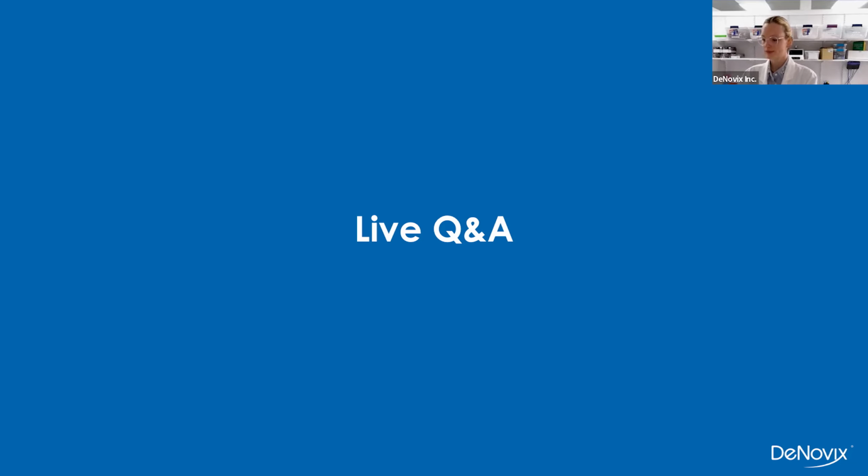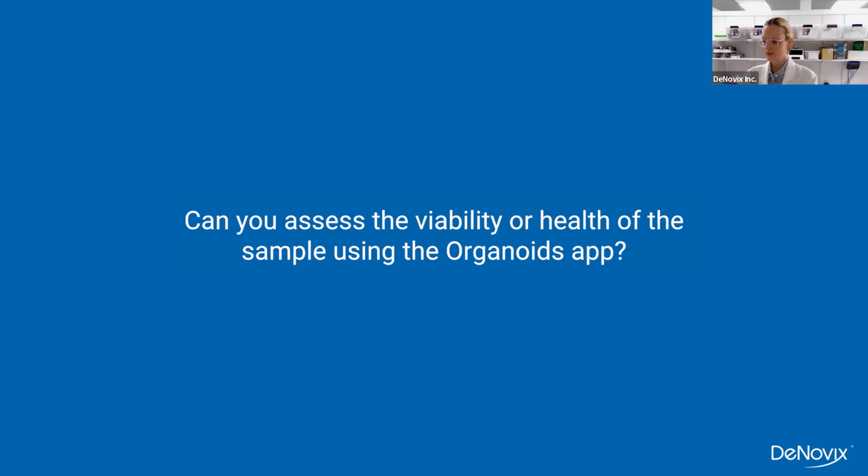Perfect. There's also a question about whether you can assess the health or viability of the sample using this app. Yes, so that percent associated objects serves as a little QC step. So you can get an idea of how many of these cells are no longer maintained in those organoid structures. And it's shown in the field that if they're maintaining those structures, they're happy and healthy.